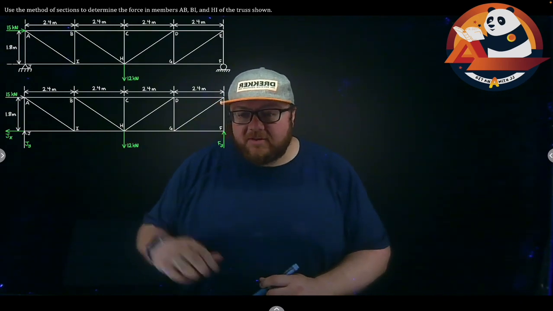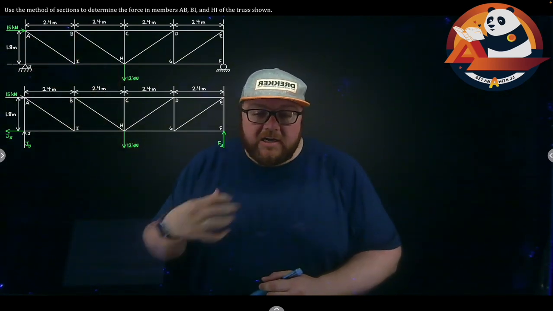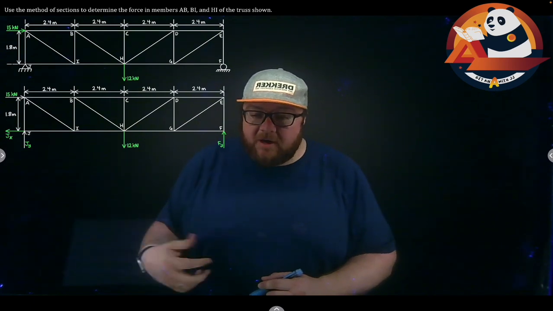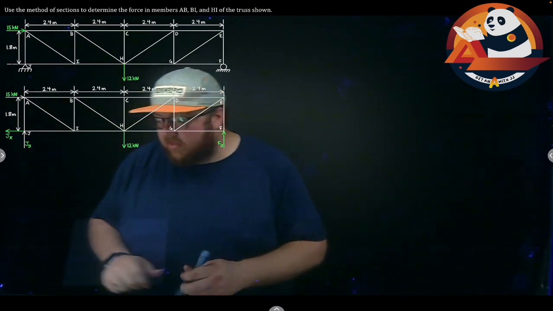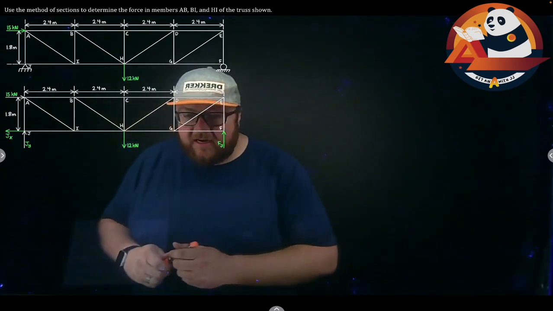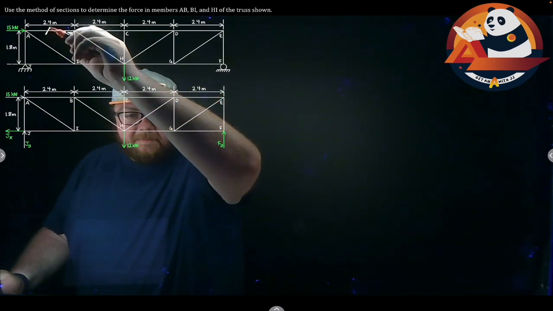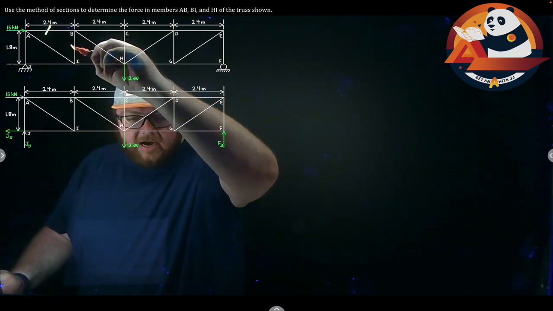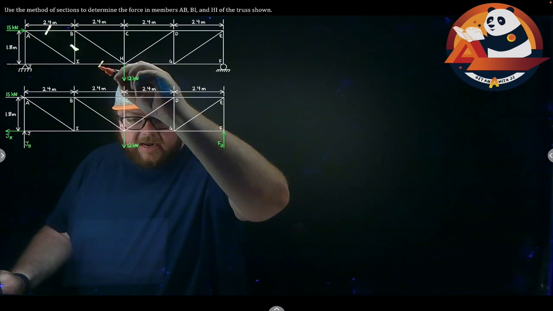So we're saying in this one, let's use the method of sections to determine the force in members AB, BI, and HI. One of the first things that I do when I start one of these problems is I will put a tick mark on those ones that I'm looking for. So let's come in and get a mark set up. So member AB, member BI, and member HI.